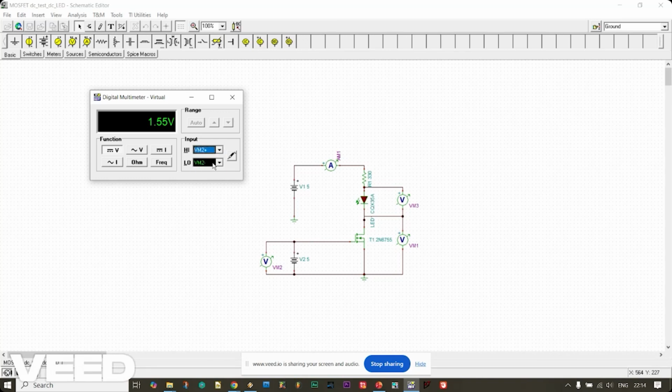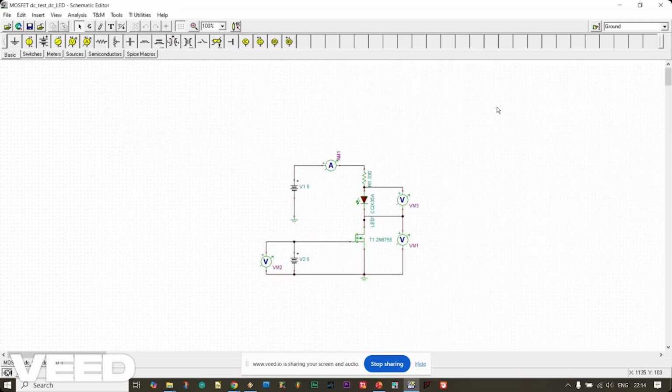So let us see VM2, 5 volt, the output of the microcontroller. See the current. It's approximately 10 milliampere, 10.45 milliampere. Okay, now let us see the next circuit.